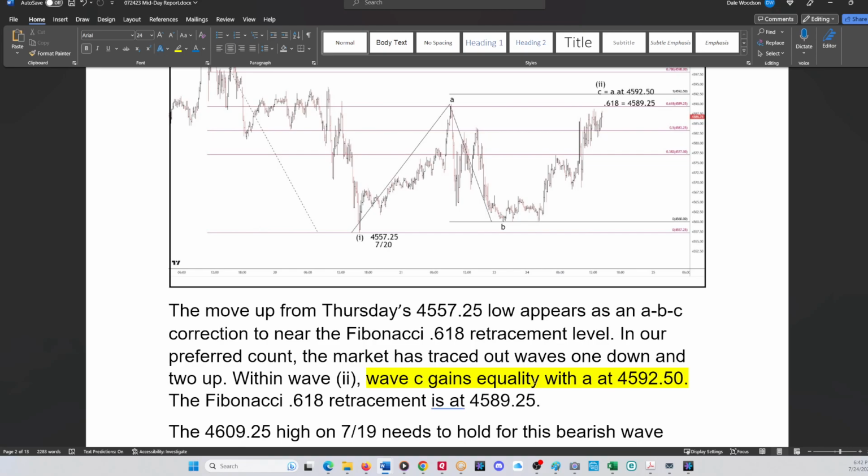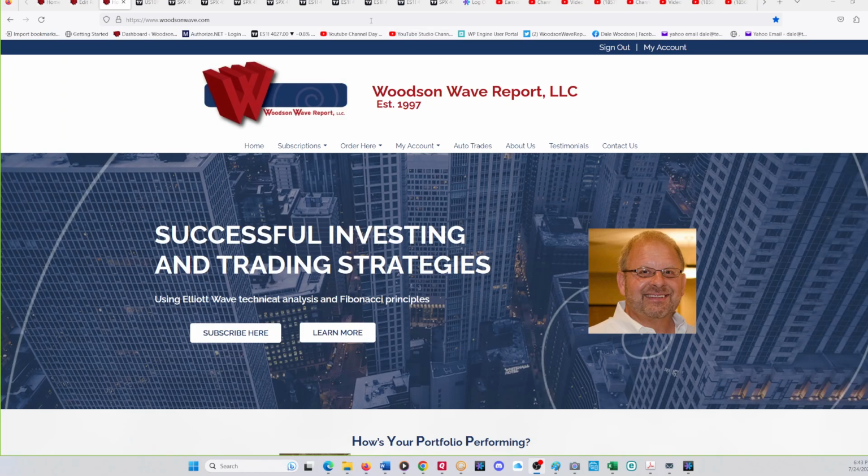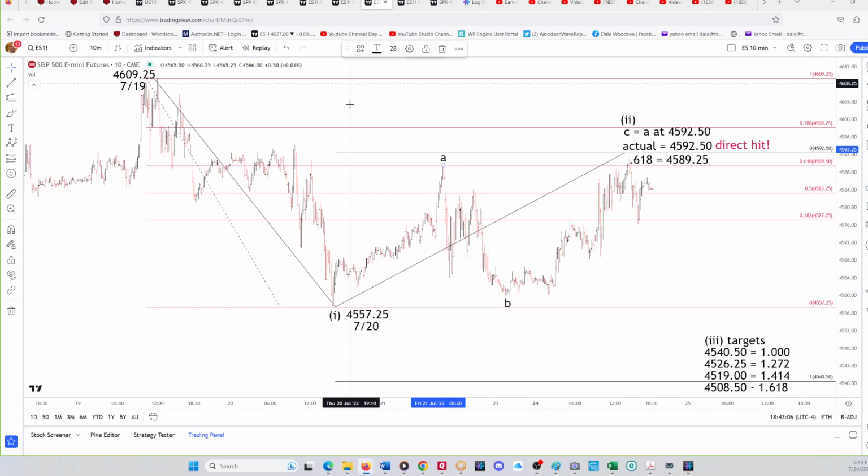Wave C gains equality with wave A at 45.92.50. There's the target there. And there's the same 10-minute chart. There's one down, there's A up, B, C. There's our target, C equals A at 45.92.50. And there's where it hit 45.92.50, a direct hit.